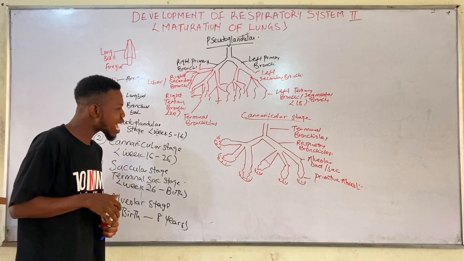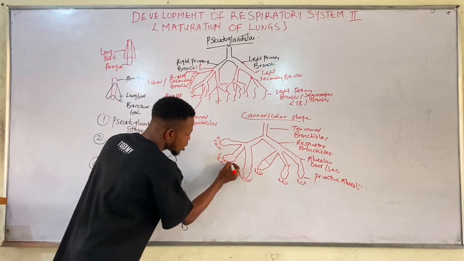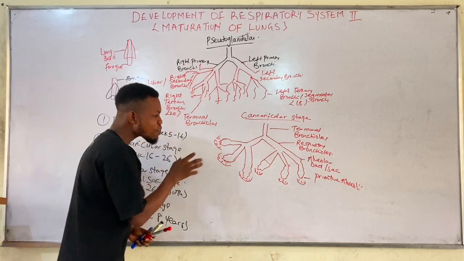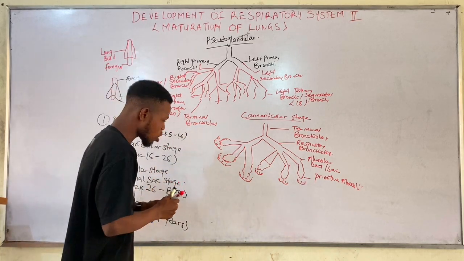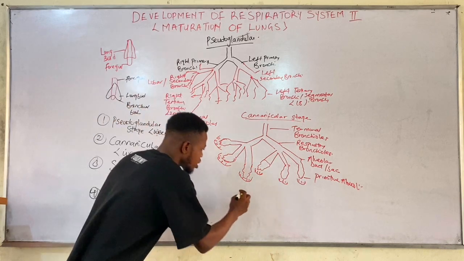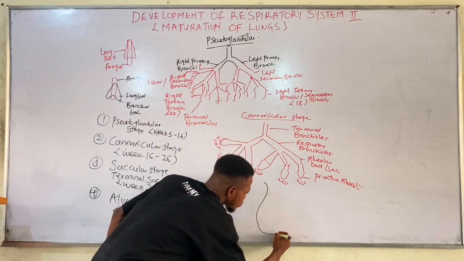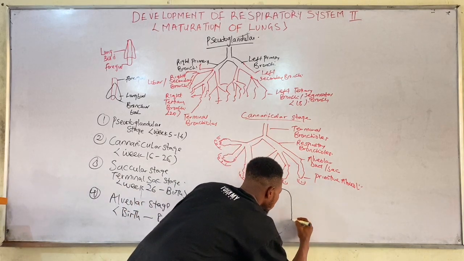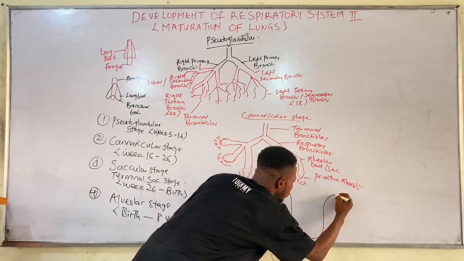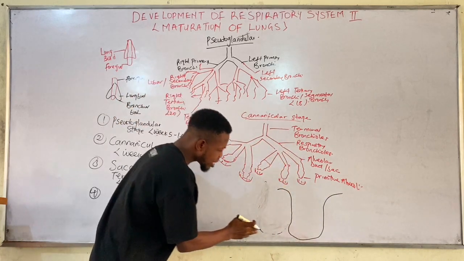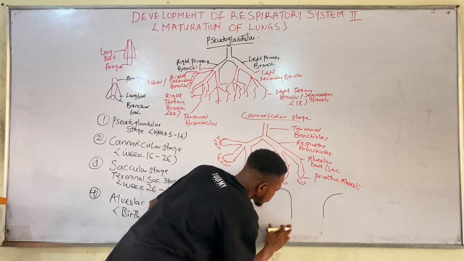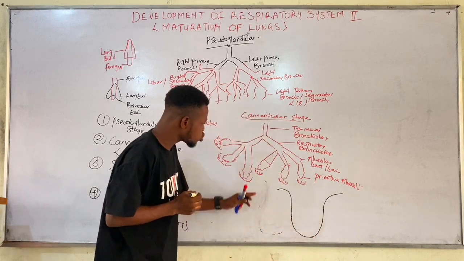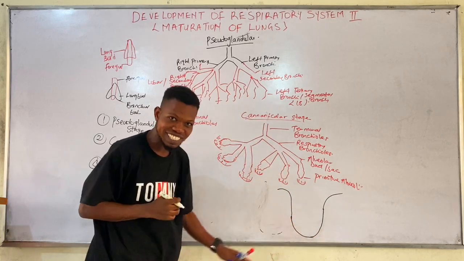So there's something I want you to know about this primitive alveoli at the canalicular stage. This primitive alveoli that you are looking at at the canalicular stage is something like this. Let's say this is the primitive alveoli. Now, as you are looking at this primitive alveoli, let me make the diagram very clear. So we want to zoom into this primitive alveoli and look at it in detail.